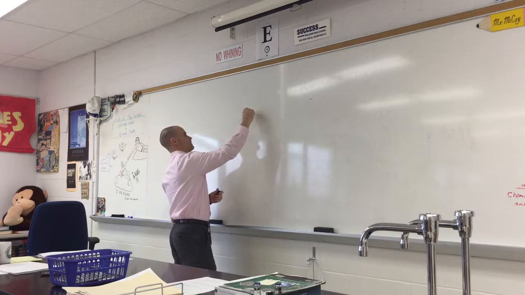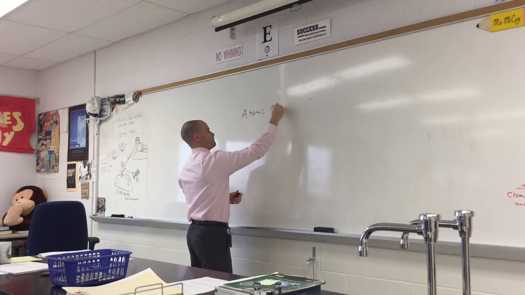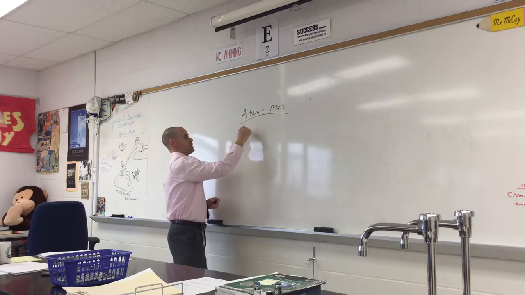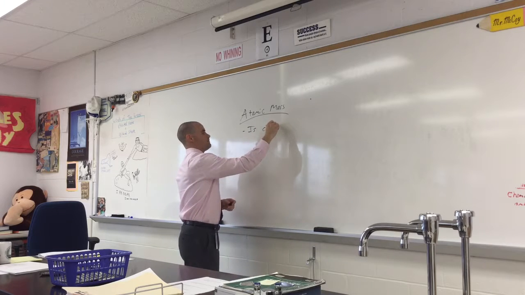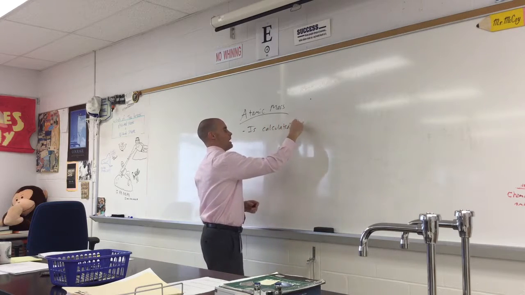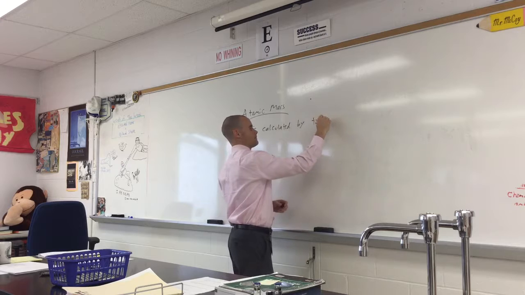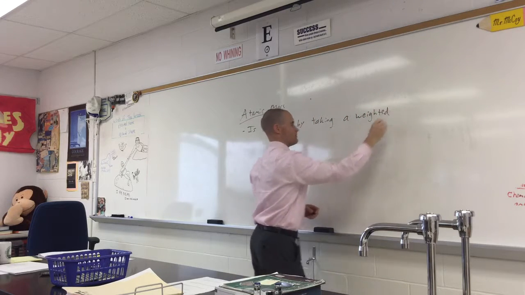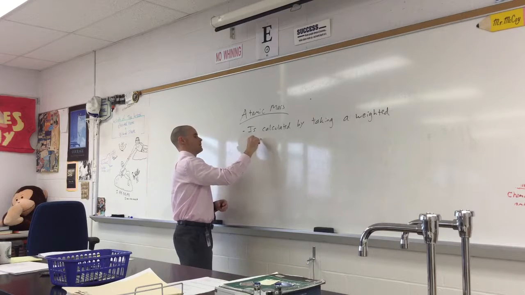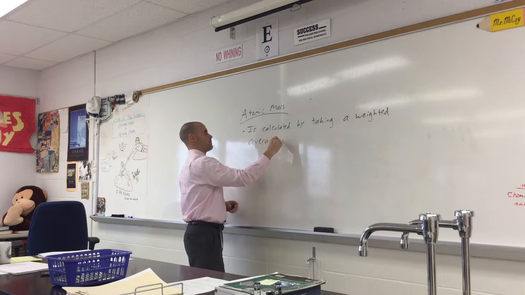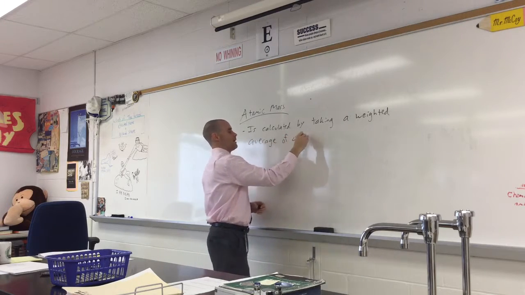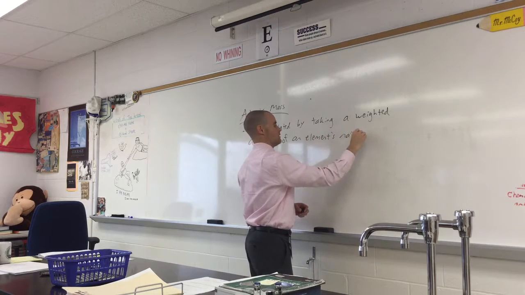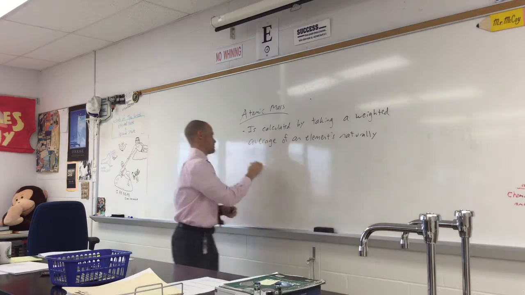The atomic mass, and then I'll give you some examples, is calculated by taking a weighted average. Make sure you write this word for word here. Weighted average of an element's naturally occurring isotopes.